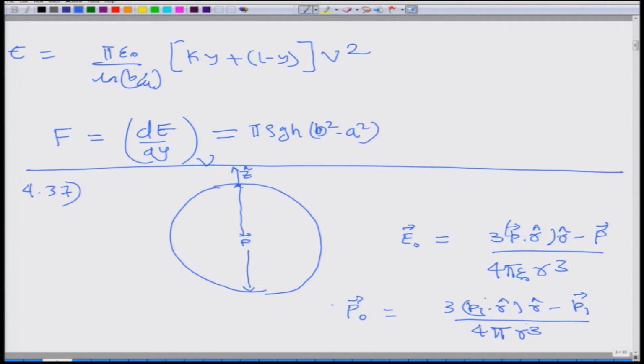R cube, where P1 will be also along z cap direction. So this in turn induces surface charge density, the bound surface charge density, which is given by P dot r cap, which in this case can be calculated to be 2p1 cos phi by 4 pi r cube, where r is the radius of the sphere.